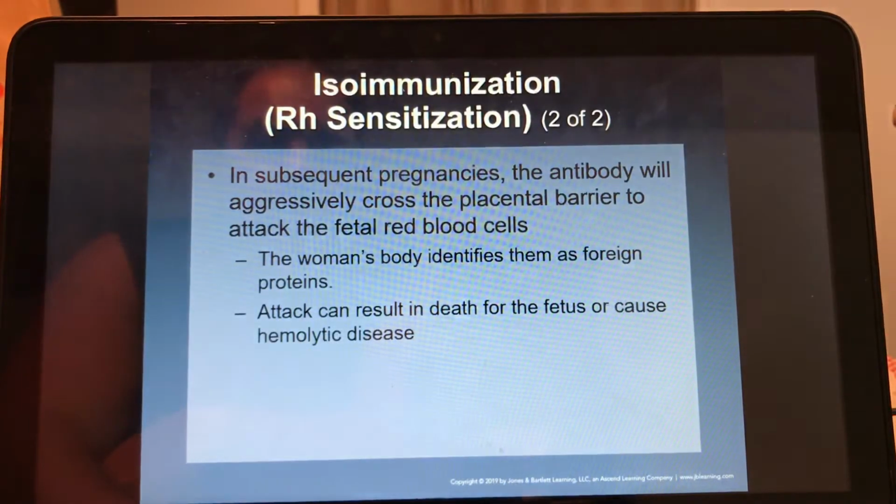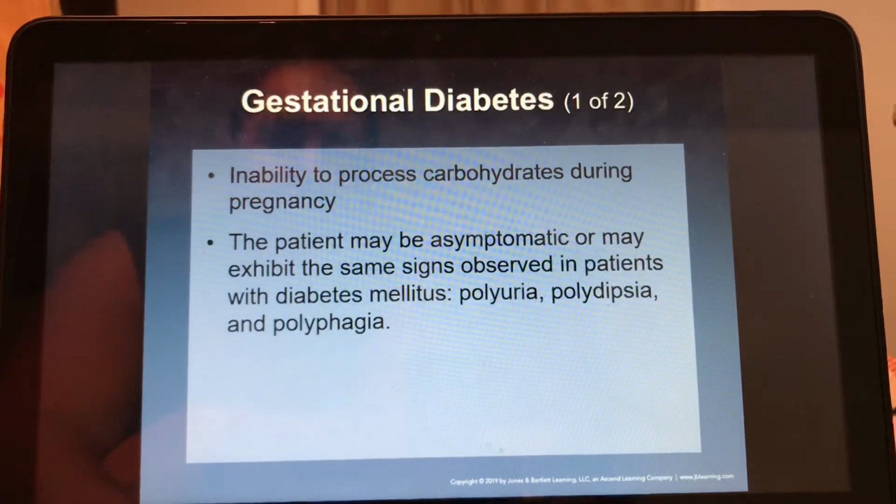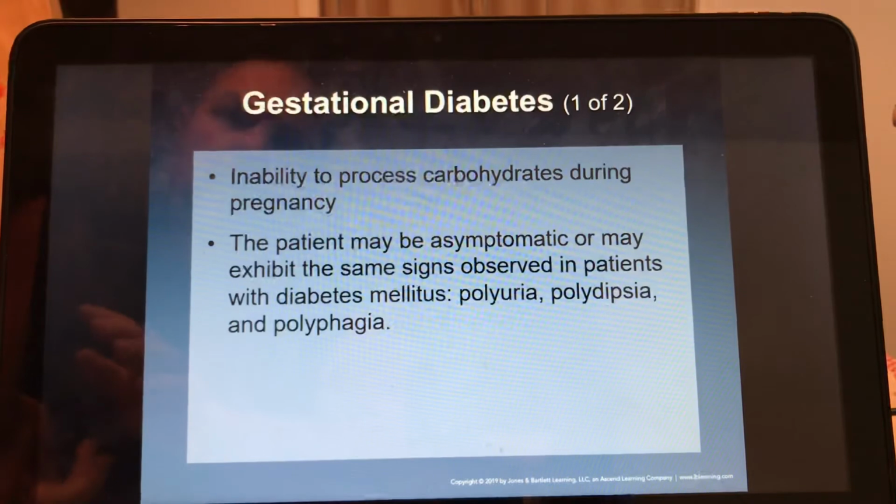It's called isoimmunization, Rh sensitization, and so on. I pretty much explained it to you. Hopefully it made sense. All right.